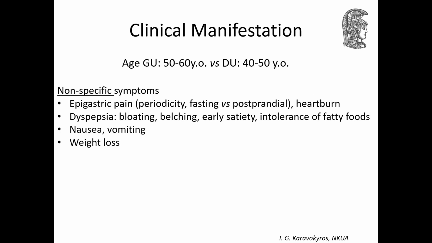The typical manifestation of peptic ulcer disease, although characteristic, is nonspecific. The average age of gastric ulcer patient is 50 to 60 years old. Duodenal ulcer patients are younger by a decade. The main symptom is epigastric pain, which shows periodicity. In duodenal ulcer, the pain is most common during fasting. Hunger pain often wakes the patient at night and subsides with food intake. On the contrary, in gastric ulcer patients the pain does not subside, and may even aggravate by food intake.